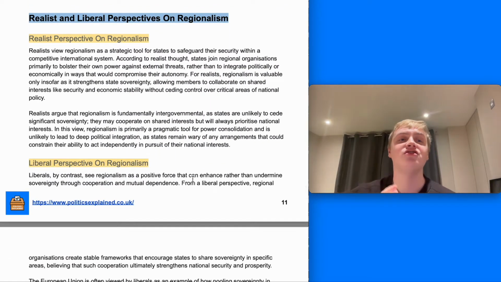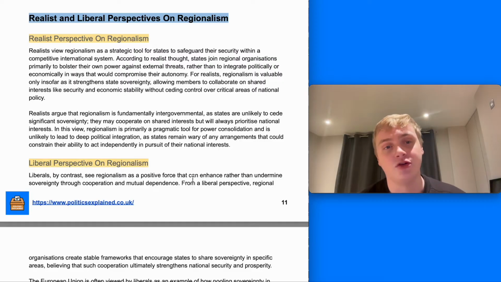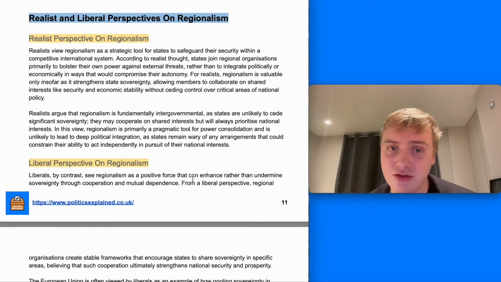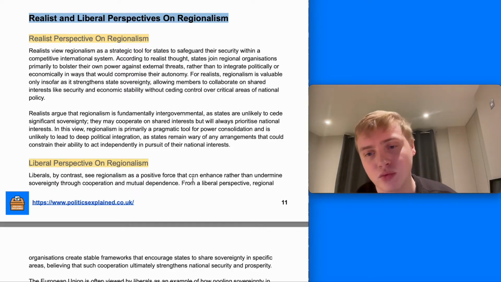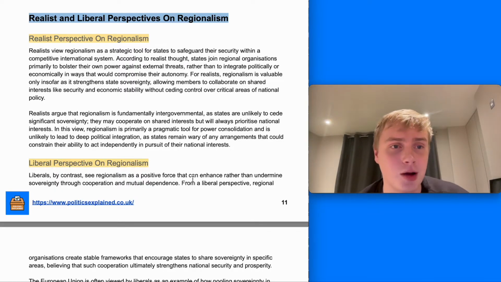Before looking at the relationship between regionalism and contemporary global issues, as we've done for every subtopic so far, we're going to look at the realist and liberal perspectives on regionalism. And you don't necessarily need to bring these into your essays, but it can be a really good way to push for an A-star.